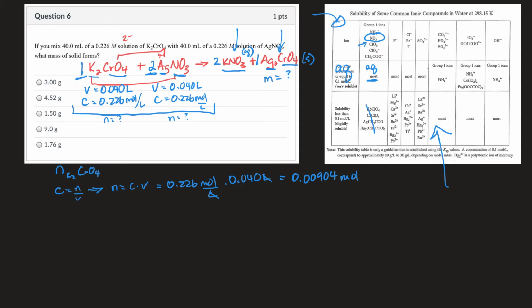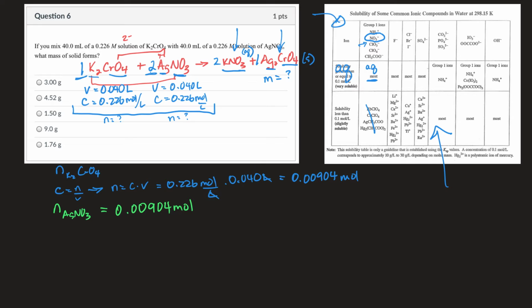Okay, now let's figure out the moles of the other one, the moles of silver nitrate. I'm going to do the same thing, and it's going to be the same number, right? Because I have the same concentration and same volume, so its number of moles is going to be exactly the same.